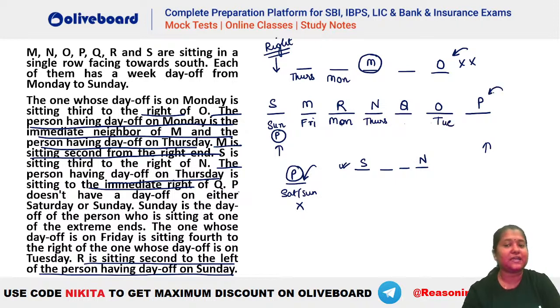Now we know that P is not Saturday. So P does not have a day off on Saturday. That means Q will be Saturday here. And जो भी आपका P के लिए बचा है, whatever is remaining for P, you can see which is the one that is remaining here. You can see we have a day off, that is Monday, Tuesday, Wednesday बच रहा है. So Wednesday will be for your P.